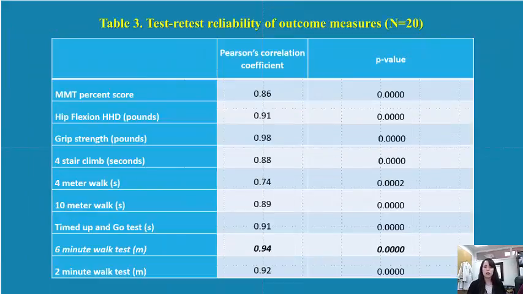Here is a chart showing the reliability of the different measures in terms of test and retesting. This is for the OPMD patients from their visit 1 versus their visit 2, 2 to 8 weeks later. Looking at the 6-minute walk test, we can see that this test has strong and significant test-retest reliability with its Pearson correlation coefficient of 0.94, almost a solid 1, and a p-value of 0.000.